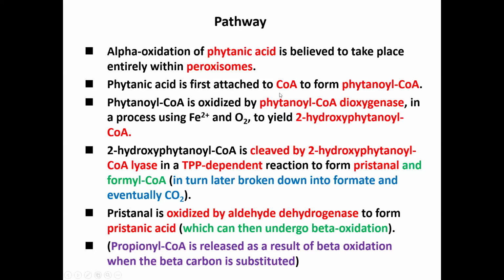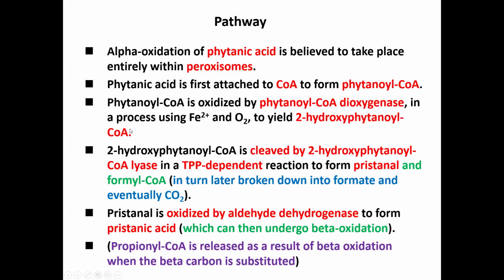So here, first the phytanic acid is attached to coenzyme A. This is the activation process, for which one ATP is required, and then the phytanic acid will be converted into phytanoyl coenzyme A with the consumption of one molecule of reduced coenzyme A. Phytanic acid to phytanoyl coenzyme A is similar to fatty acid to fatty acyl coenzyme A. Then phytanoyl coenzyme A is oxidized by phytanoyl coenzyme A dioxygenase, where oxygen is used.